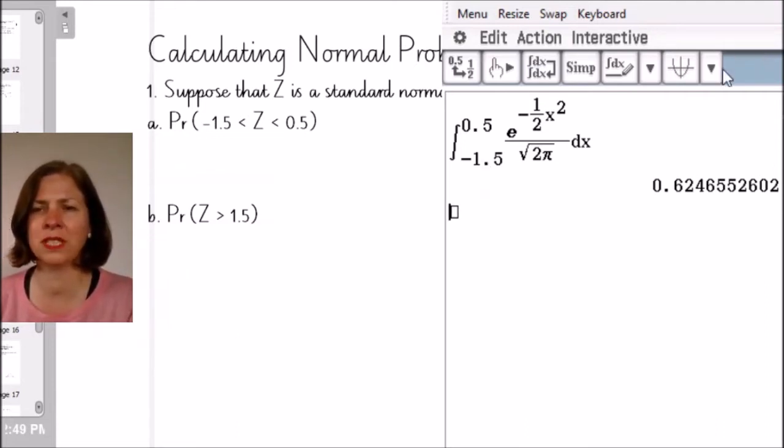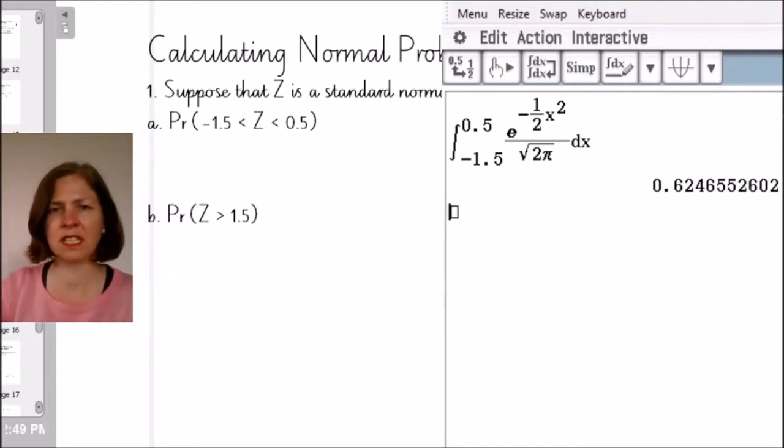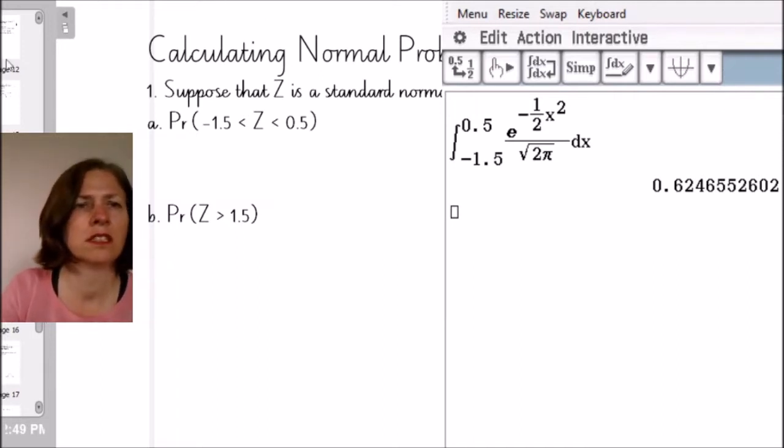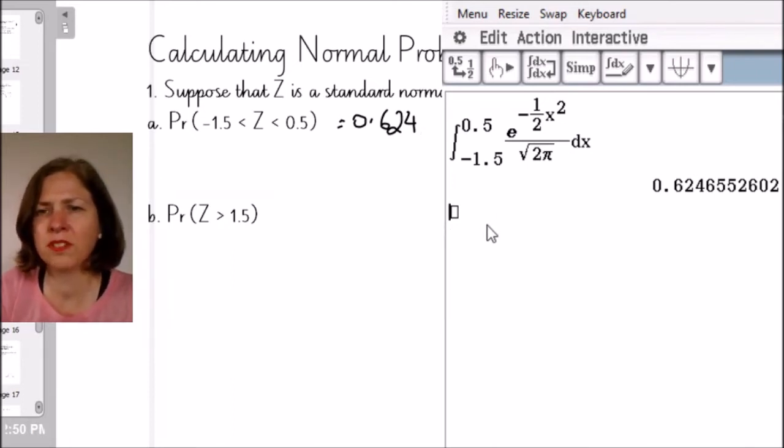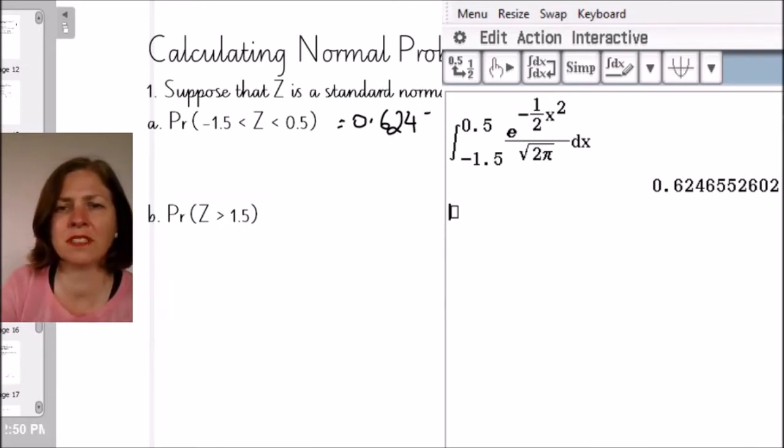0.62465. So let's call it 0.6247. I'll just jot it down.